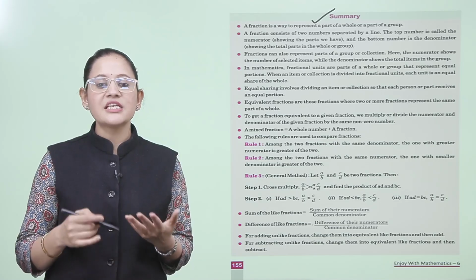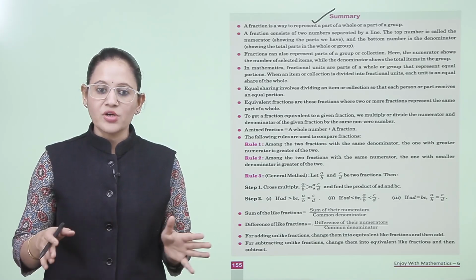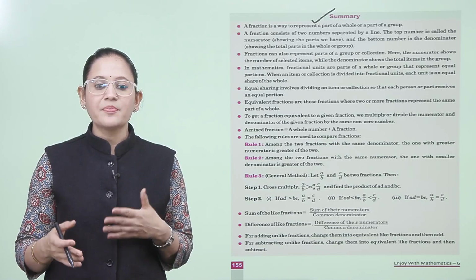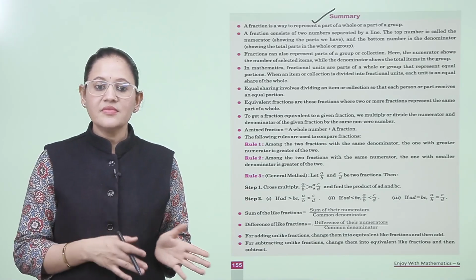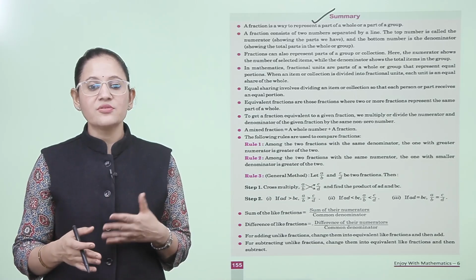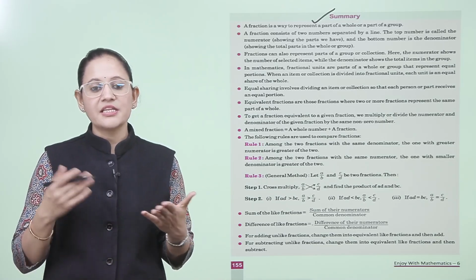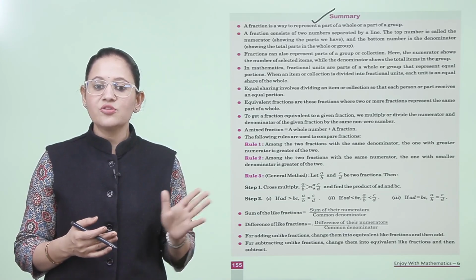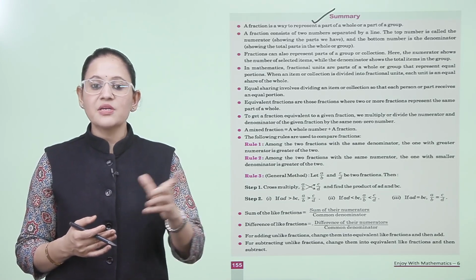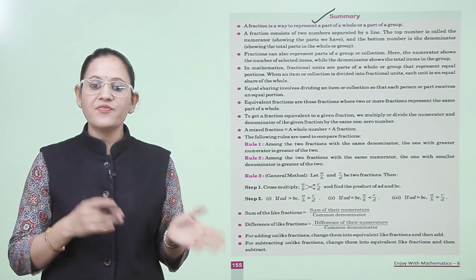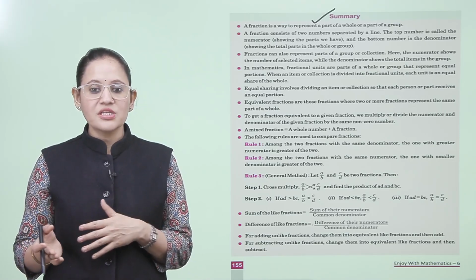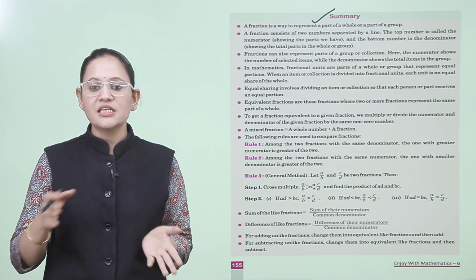Rule number 3: let A upon B and C upon D be two fractions. Then we cross multiply and find their products, A into D and C into B. If A into D is greater than B into C, then A upon B will be greater than C upon D. If A into D is less than B into C, that means A upon B is less than C upon D. If A into D equals B into C, that means A upon B and C upon D are equal.